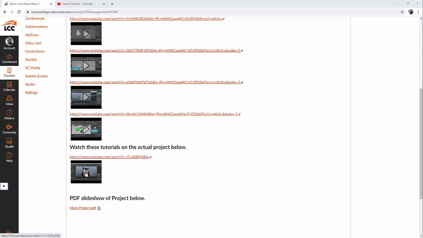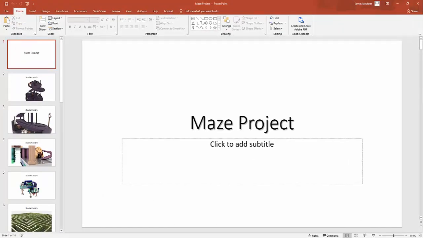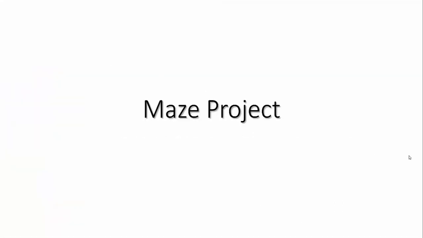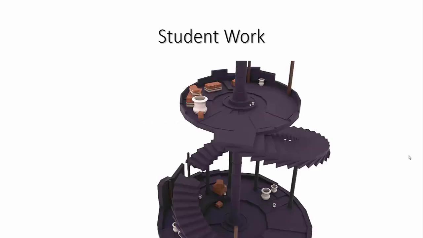I've added the first tutorial here under Watch the Actual Project below. And then I have this PDF slideshow link, which is this slideshow we're going to go over real quick right now. So this is the actual project here. You'll see actual examples for the maze project. So this is student work from the past, and they did spend a few weeks working on these, and we're going to cover a lot of these step by step.